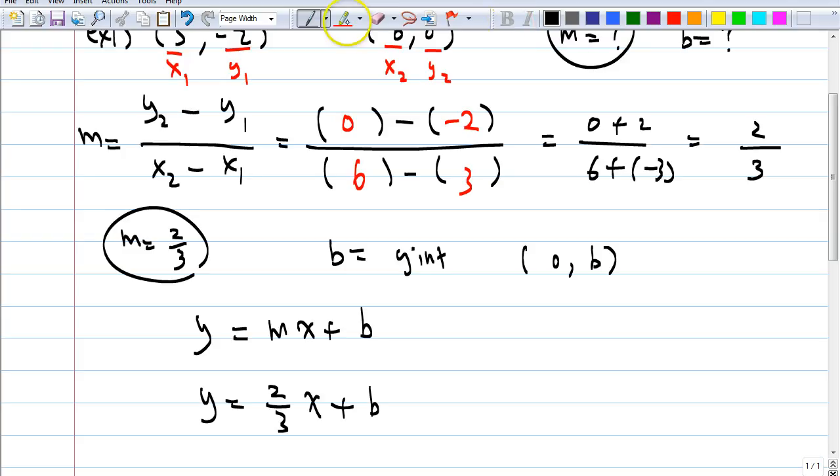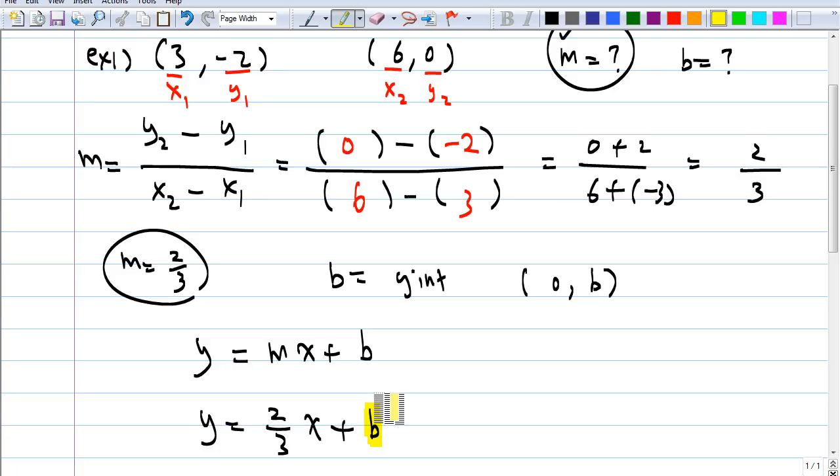Anybody have an idea? We need to find what b is. We cannot graph, because whenever we graph a line, we need to know what b is. Okay, we don't know b, so we don't know where to start, right? But what we know is we know 2 points of this line, right?